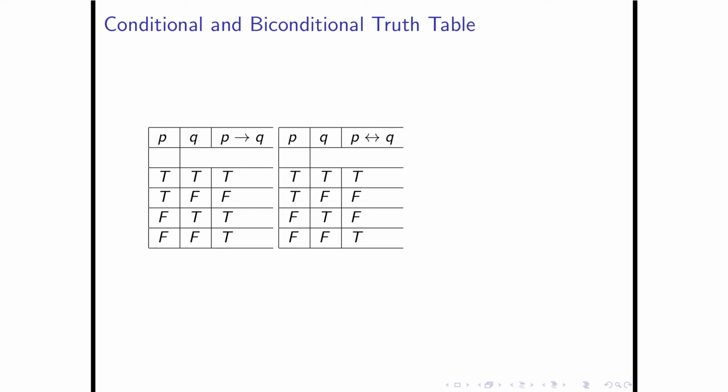And the final two operators that we will study are the conditional and biconditional. And you can see their truth tables here. Worth noting that the conditional is false only at row 2, true everywhere else. And then the biconditional is true at the first and fourth, false everywhere else.